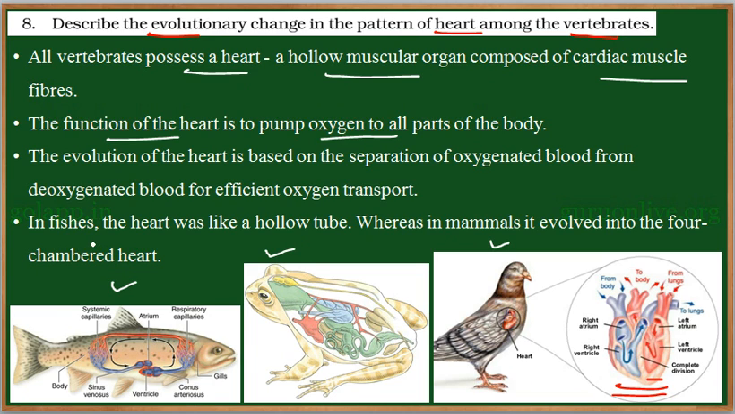Now if you compare the heart of a fish, amphibian, reptile and birds, there is slight evolution. Fish has got 2 chambers, amphibians and reptiles have 3, birds and mammals have got a 4-chambered heart. So as the organisms evolve, even the heart has evolved with it. It has become more efficient in pumping the blood. So let's see the evolutionary changes in the heart.